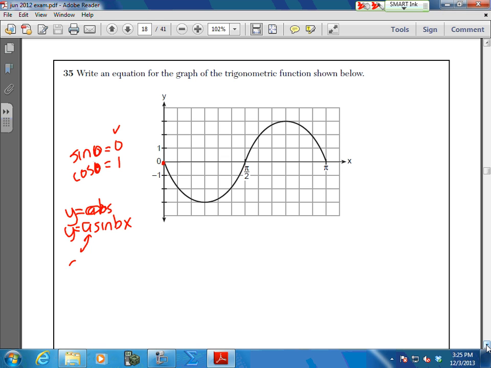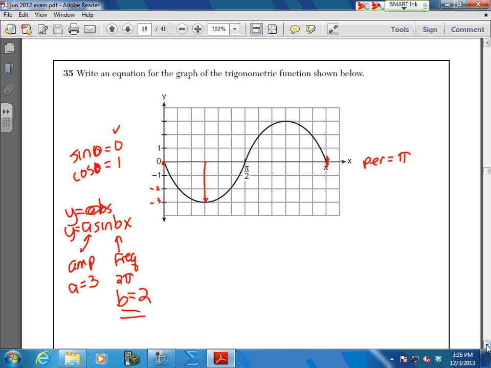With A being the amplitude, B is the frequency, how many curves occur in 2 pi. We can see that one curve occurs in 1 pi, therefore your frequency has to be 2. If your period is pi, and we want to know how many occur in 2 pi, I need one more. So your period is pi, your frequency is 2. Your amplitude is the absolute value of this distance, which would be -1, -2, -3. Your amplitude would be 3.